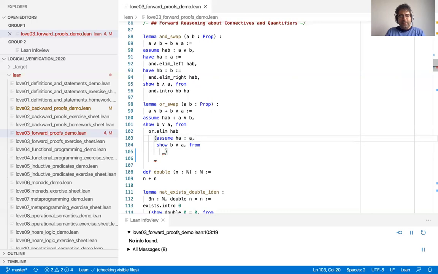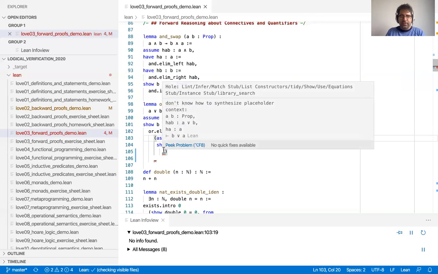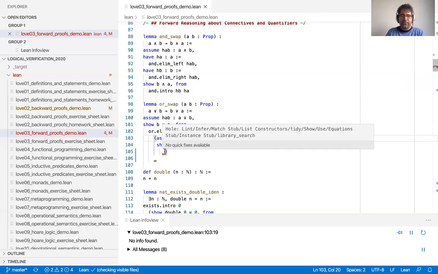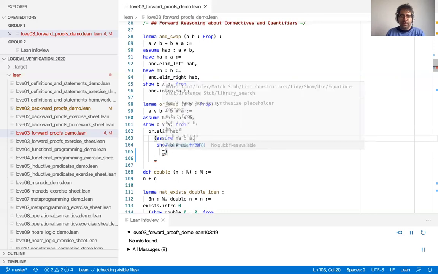Okay, we've made some progress. We have the same goal here, but now we have B or A, right? That's the goal, and we have A in our context. How can we do that? Well, we're almost there. We just need the introduction rule for OR that goes into the right-hand side.